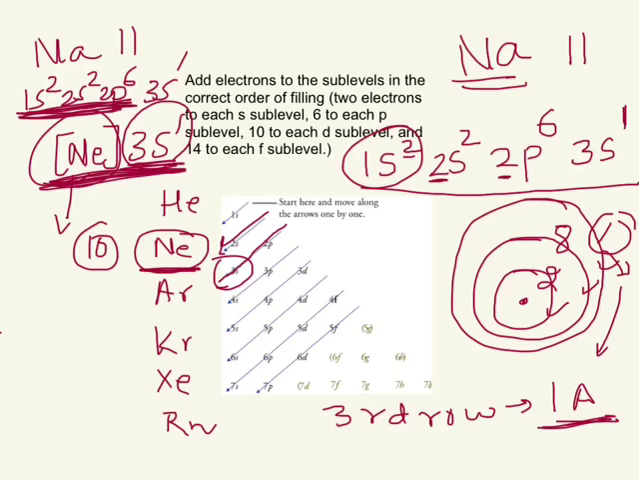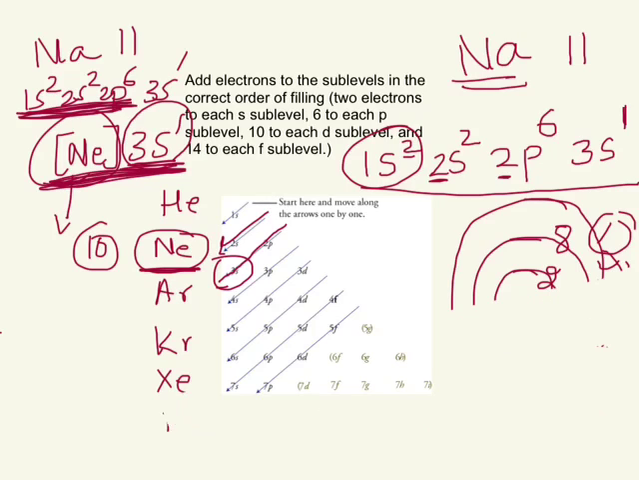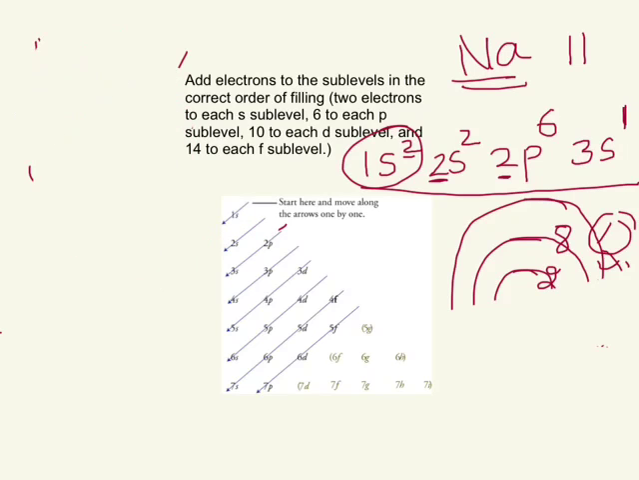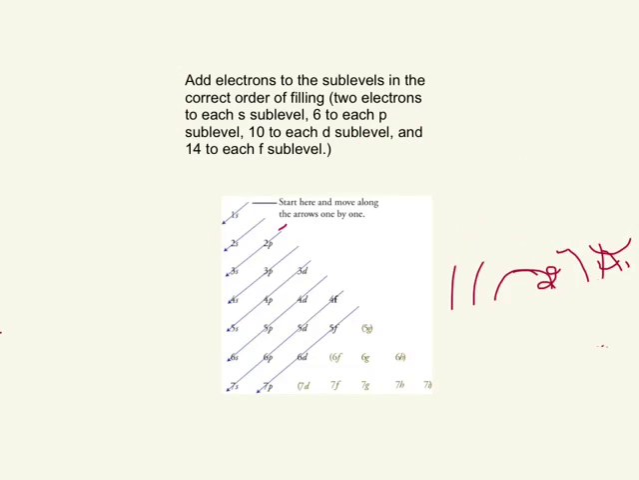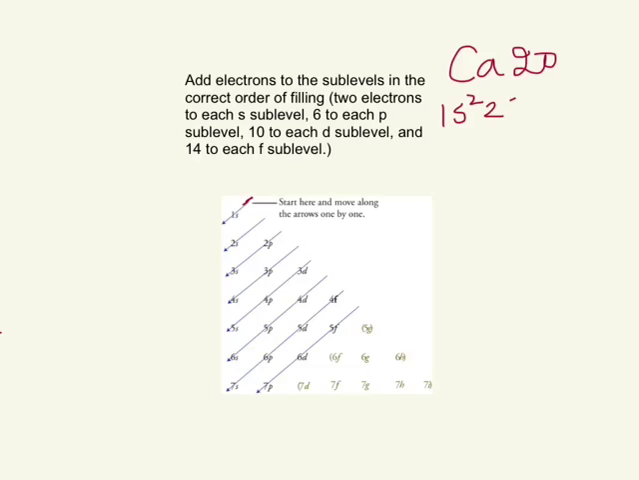Let's take one more example. For example, let's take the example of calcium. Now calcium's atomic number is 20. If you look in the periodic table, its atomic number is 20. 20 atomic number means 20 electrons. So here is calcium 20. How are we going to write down its electronic configuration? Starting from here, 1s2, 2s2, 2p6, 3s2, 3p6, 4s2.